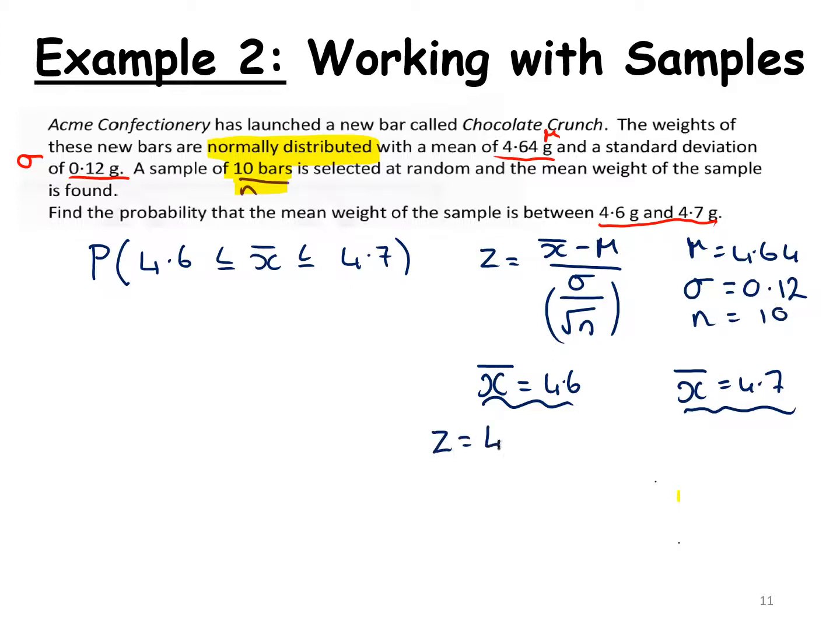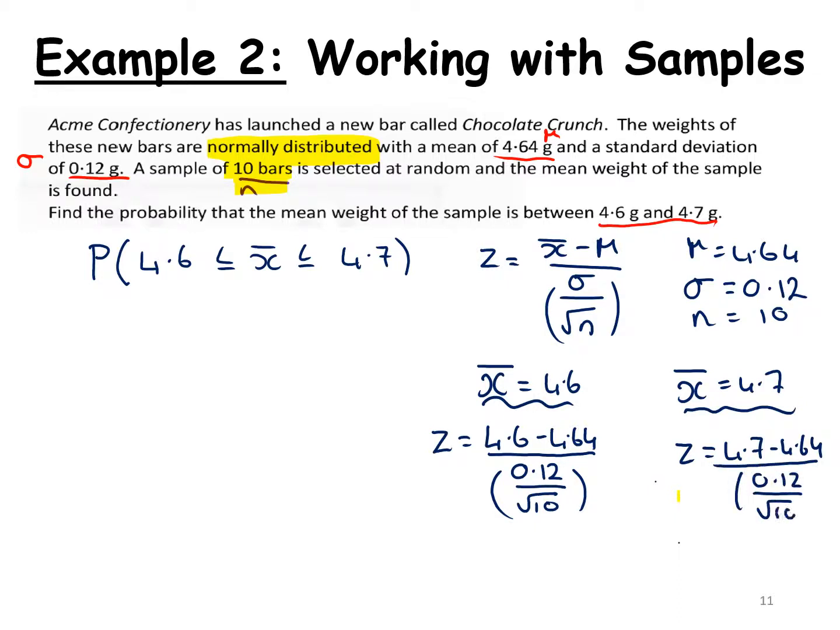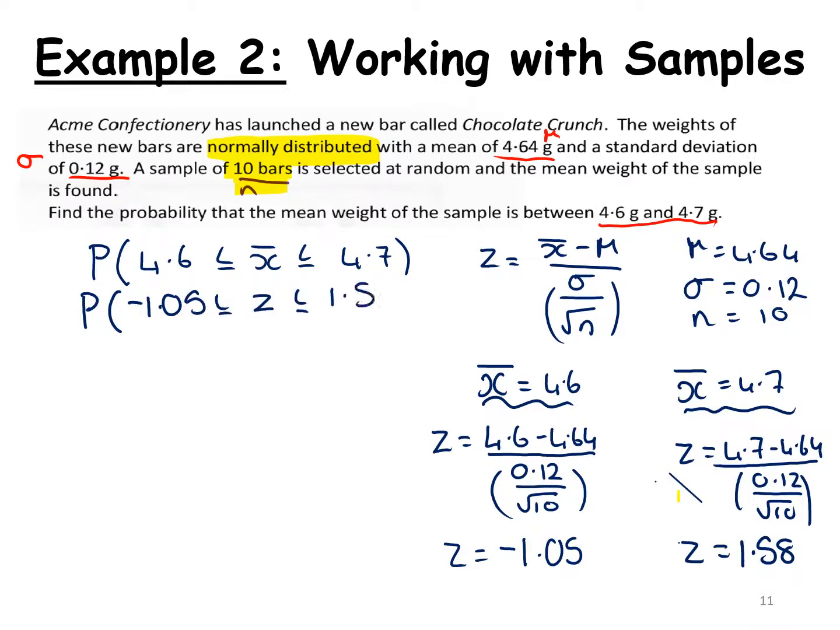So z is equal to 4.6 minus 4.64 all over standard deviation 0.12 all over square root of n. This one here is going to be z is equal to 4.7 minus 4.64 all over 0.12 over square root of 10, and we're going to get our two z-scores here. So when we plug those into the calculator, we should get this as minus 1.05. It goes on with decimals, so we round to 2 decimal places, and this gives me 1.58. So really what we're trying to find is the probability that minus 1.05 is less than or equal to z is less than or equal to 1.58.